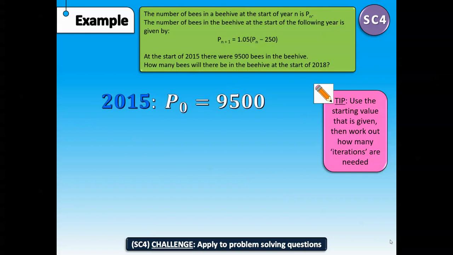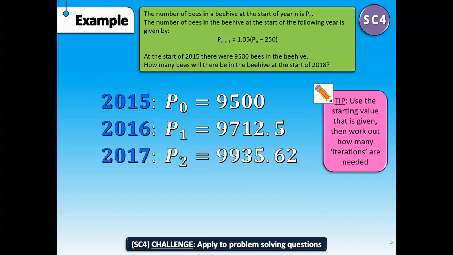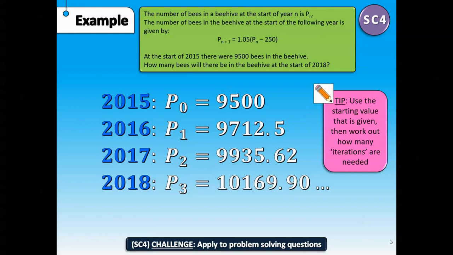So in 2015, P0 was 9,500. So that means in 2016, using iteration, P1 is 9,712.5. In 2017, P2 is 9,935.62. And in 2018, P3 is 10,169.90. So our answer is 10,169.